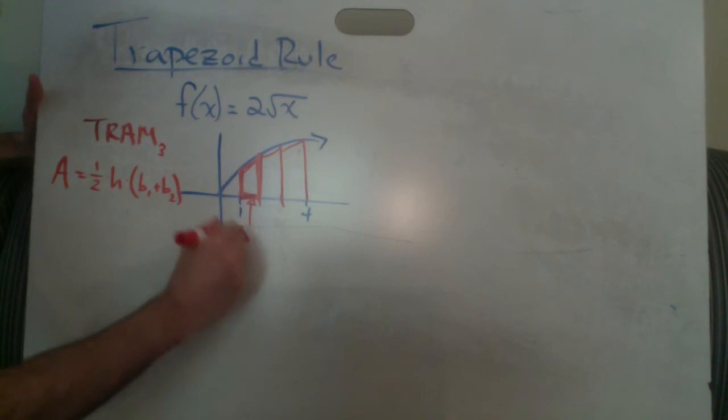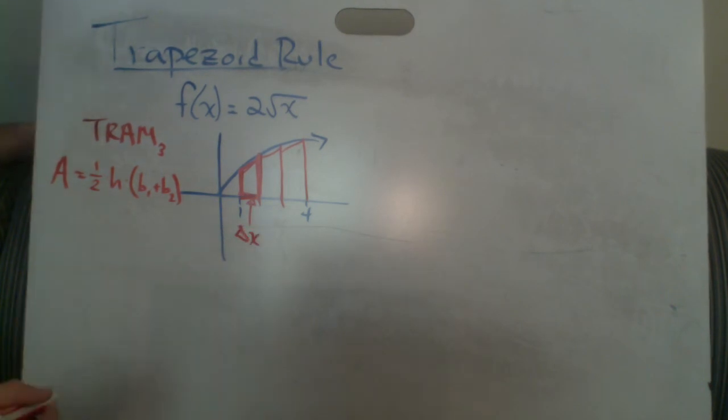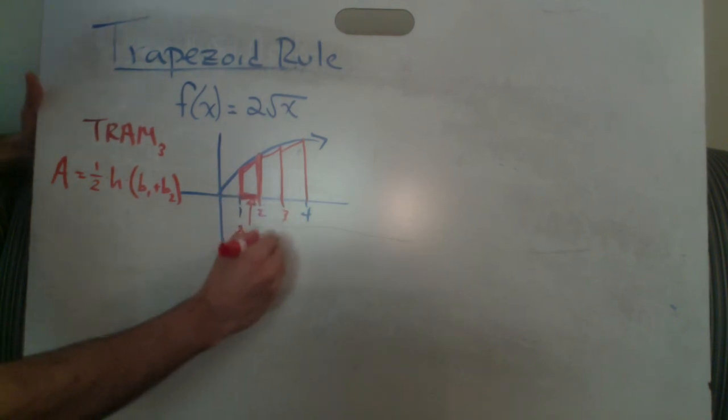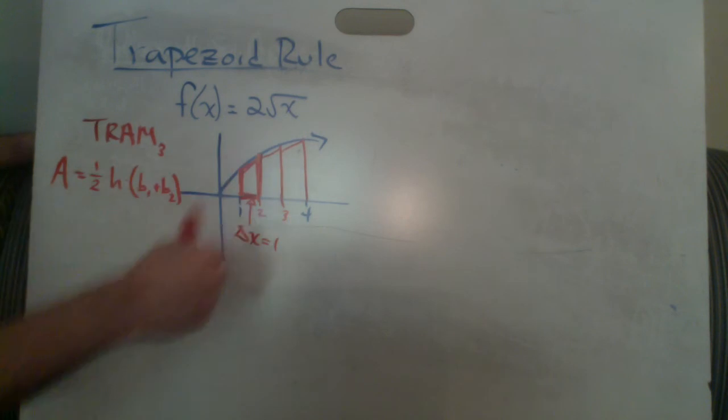We recall from RAM notation that this is going to be my delta x, and in this particular case, 2, 3, 4, it's equal to 1 for all of my trapezoids.